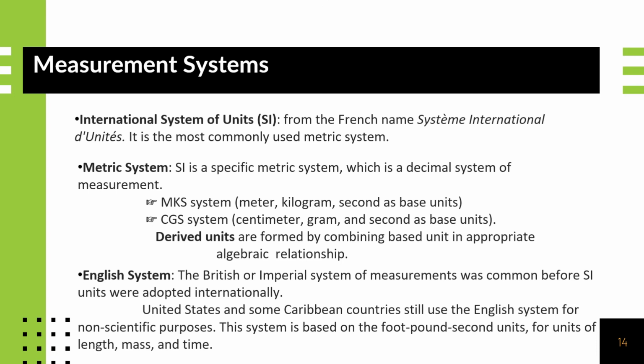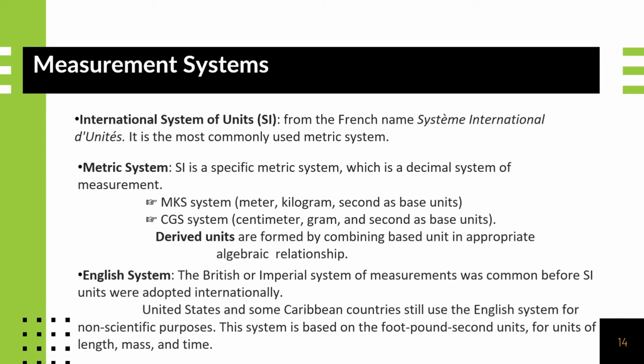Next, we have three measurement systems. The first one is the International System of Units, or what we so call SI unit. This SI unit is most commonly used in science. Next we have the metric system. SI is a specific metric system, which is a decimal system of measurement. The metric system usually uses combinations of different units, or what we call derived units, formed by combining base units in appropriate algebraic relationships.